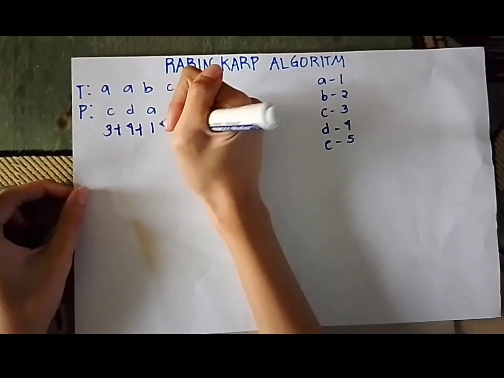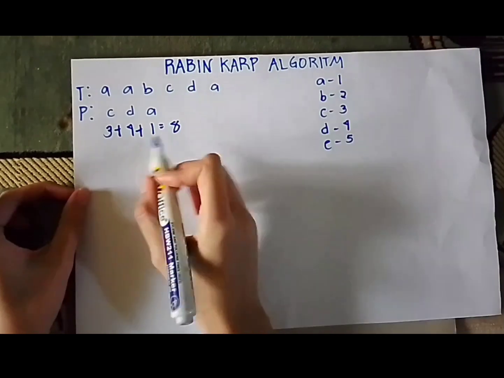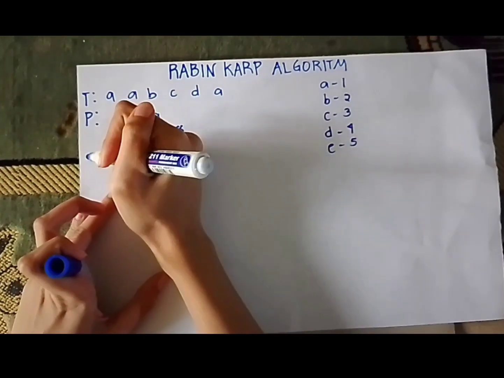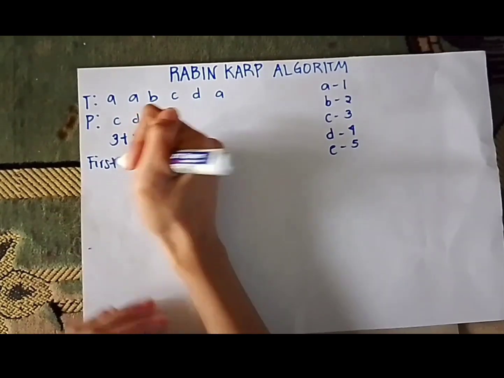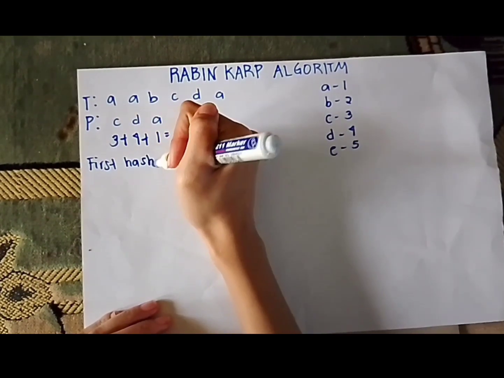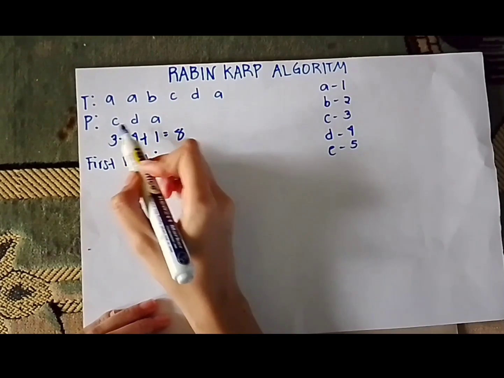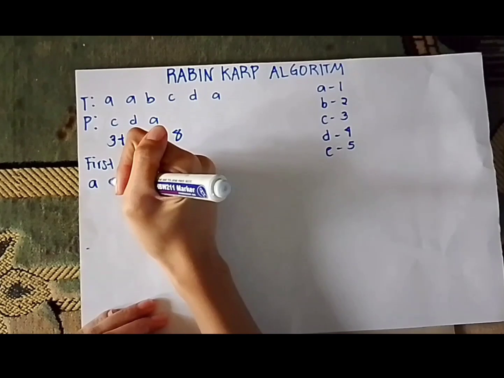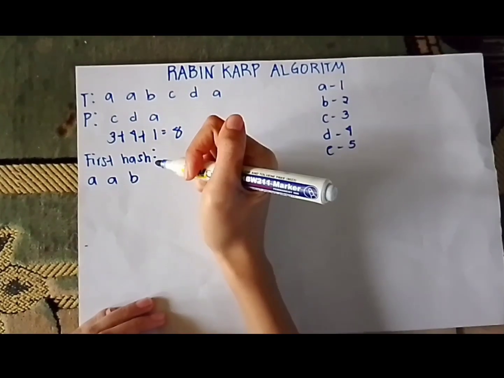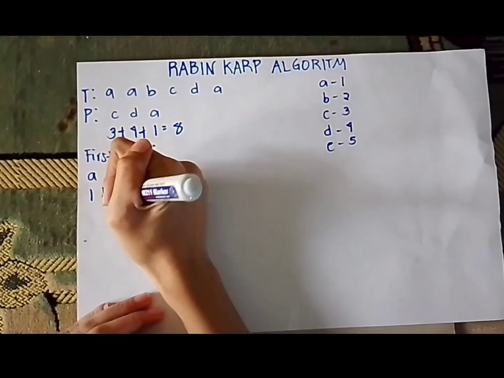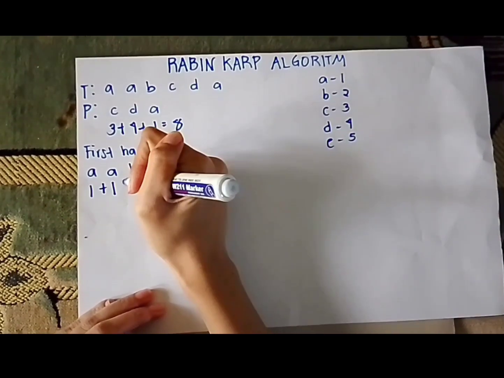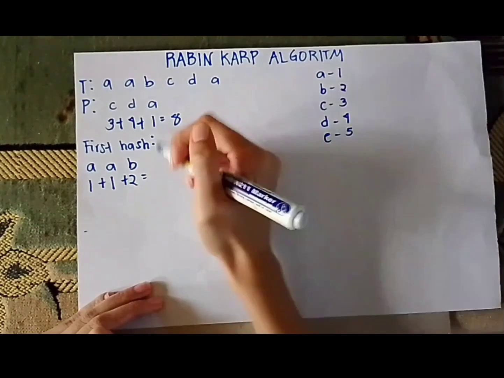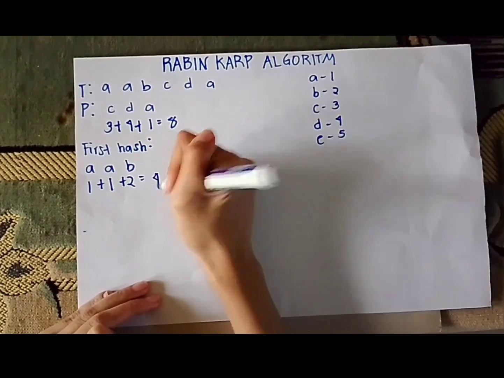C is 3, D is 4, and A is 1. Add these values and we get 8. So the 8 is called the hash code. Now let's start with our first hash. We take the 3 letters: A is 1, A is 1, and B is 2. So we get our numeric values, and the result is 4.